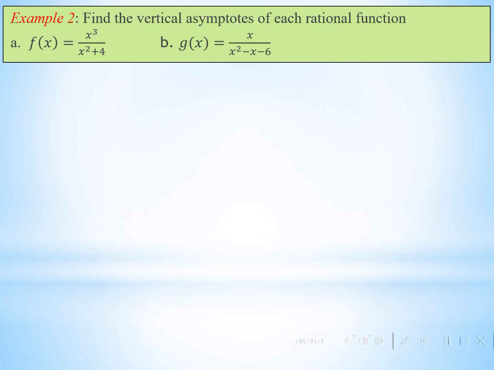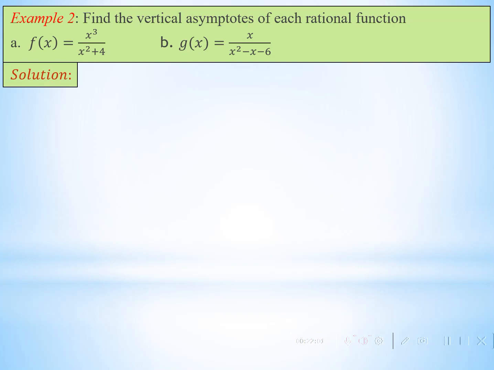Find the vertical asymptotes of each rational function. A: f of x equals x cubed over x squared plus 4. B: g of x equals x over x squared minus x minus 6. Again, after simplifying the function by eliminating the common factors between numerator and denominator, you deal only with the denominator. This example has two parts.